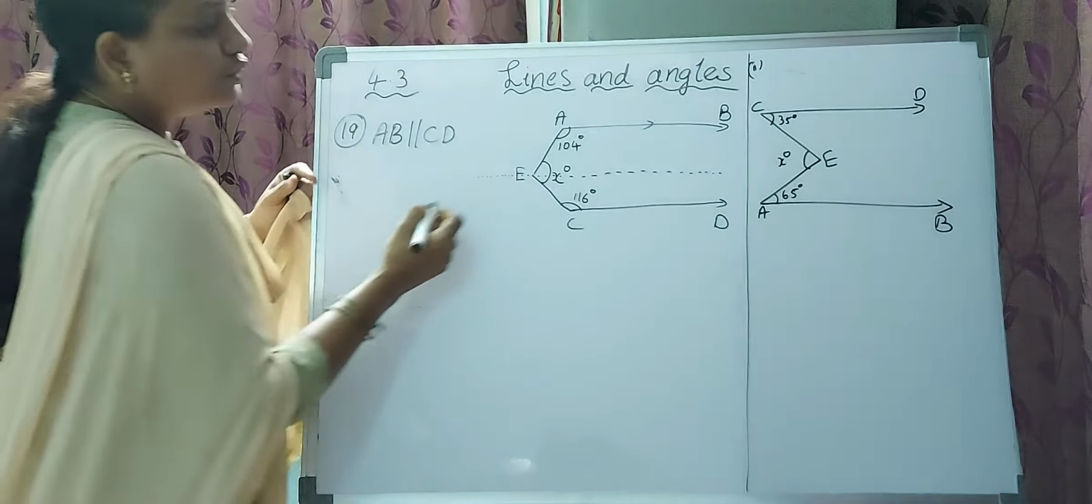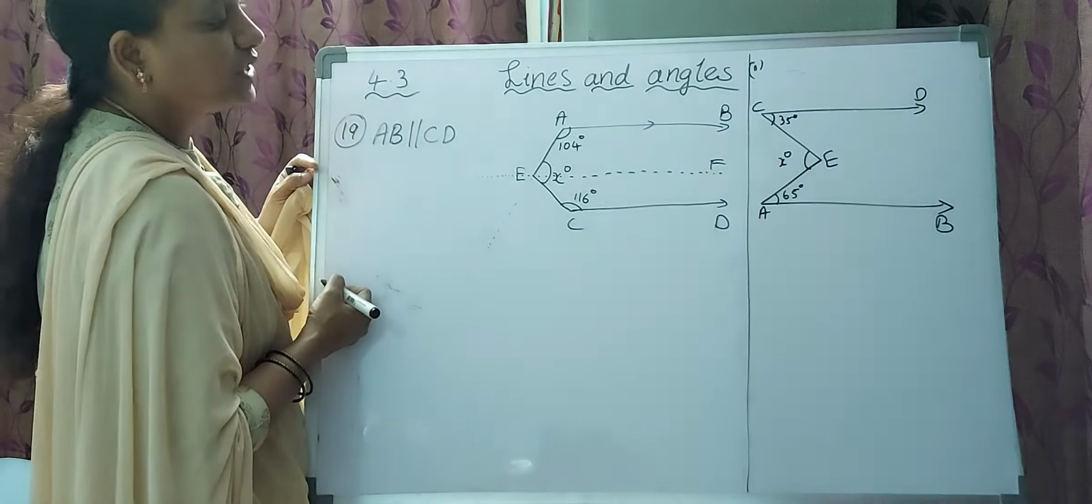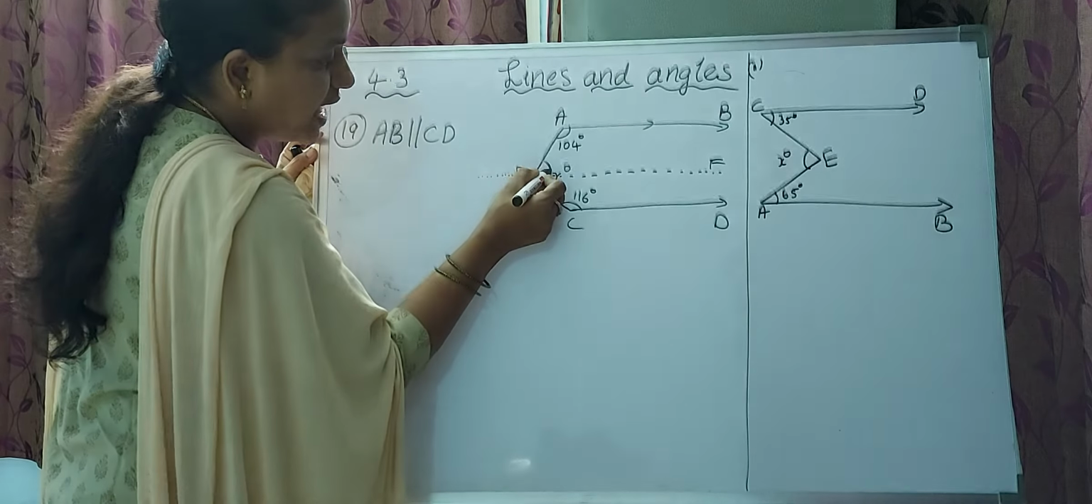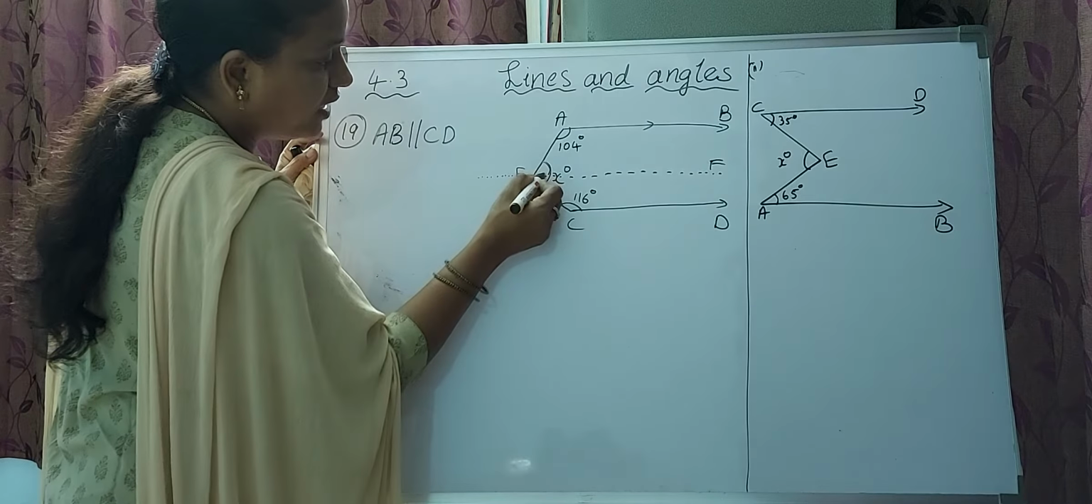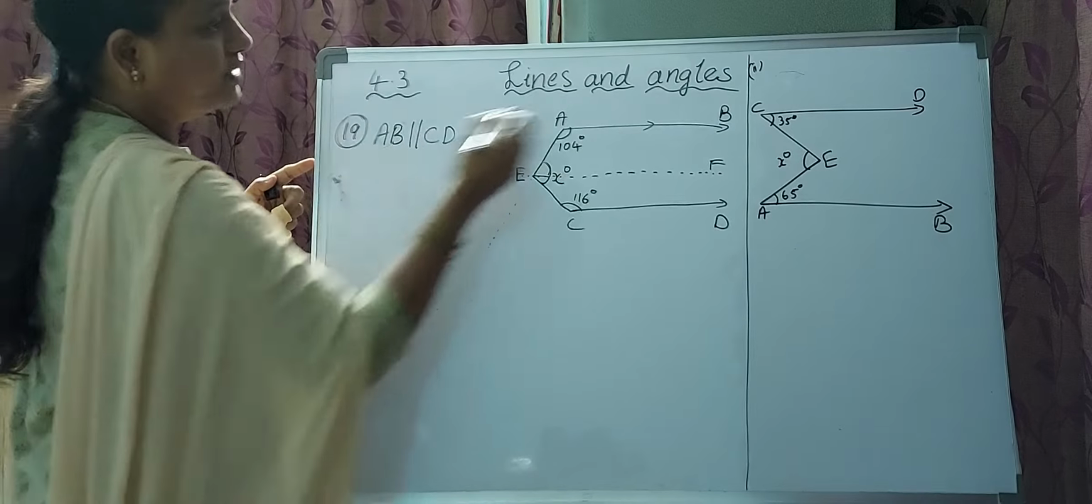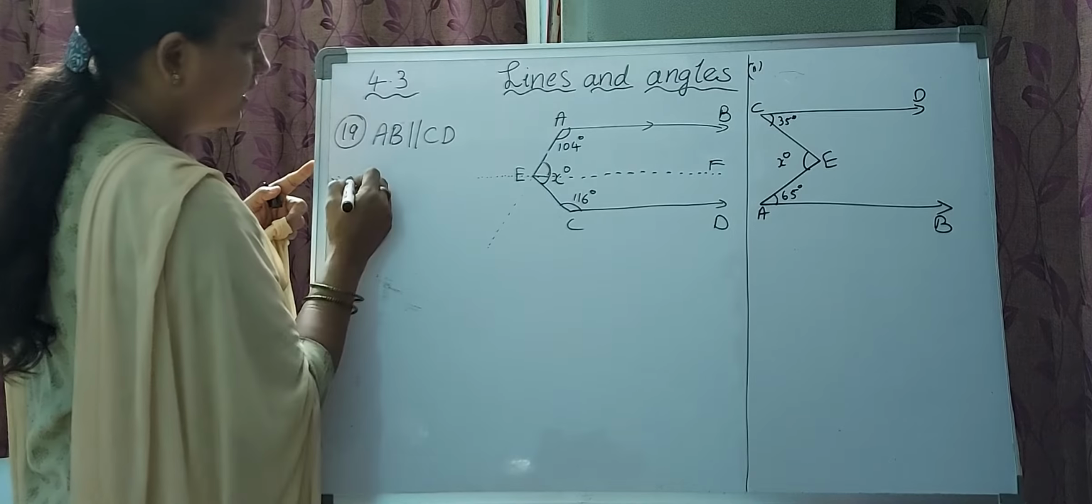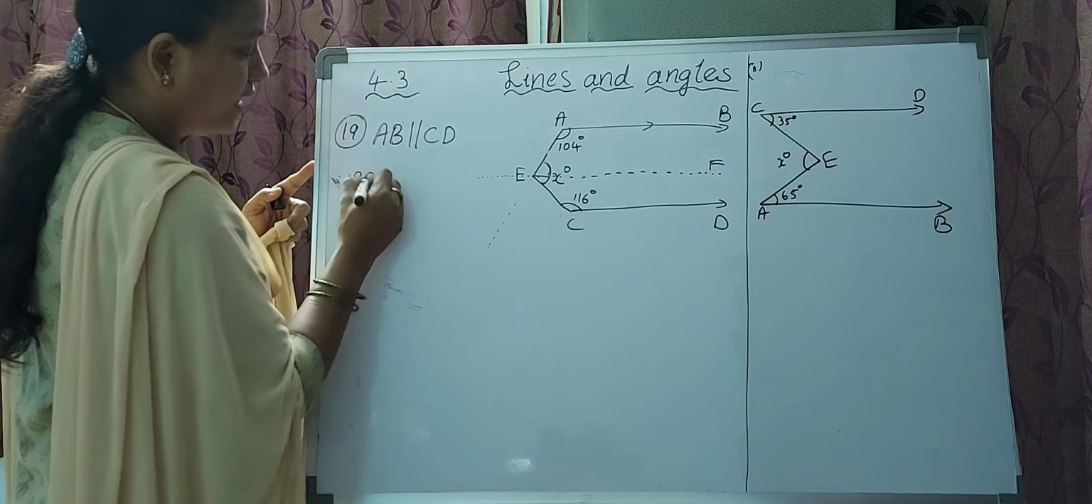Now you see that if EF is parallel to AB, then AE is transversal. If you extend this one, AE is transversal, then this angle and this angle are the interior angles. The sum of the interior angles on the same side of the transversal is 180 degrees. Angle BAE plus angle AEF is equal to 180 degrees.